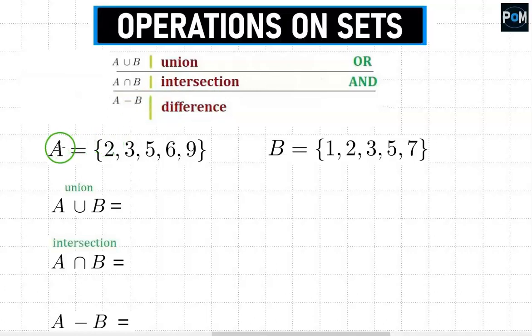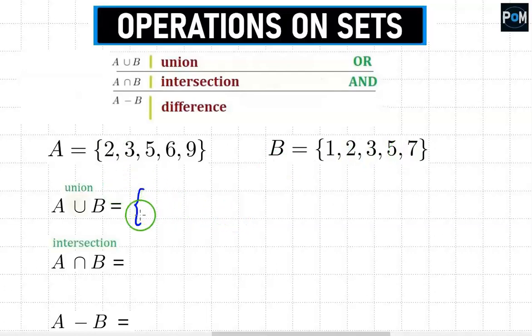We have two sets here, set A, which contains elements 2, 3, 5, 6, and 9. And we also have set B, which contains the elements 1, 2, 3, 5, and 7. First, we need to find the union of these two sets. The union of sets, meaning we add everything from set A and everything from set B. We must have all of it in this union within this bracket.